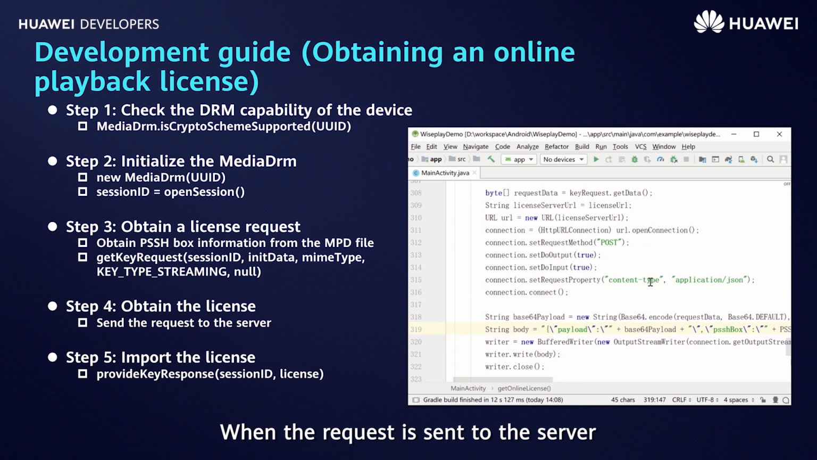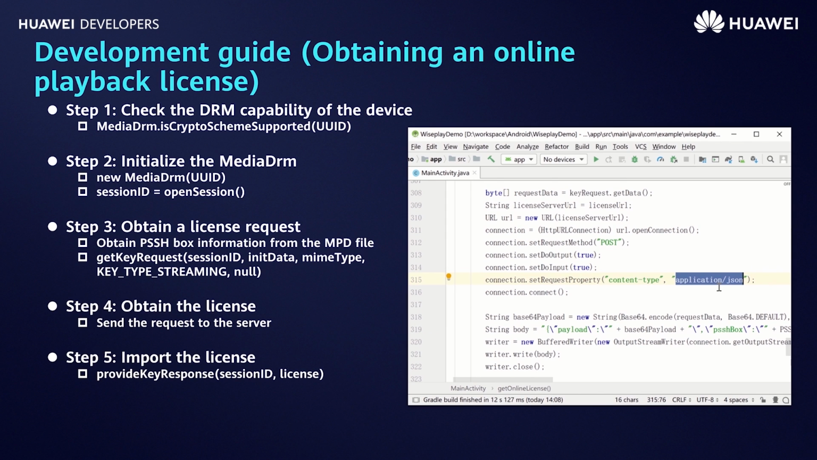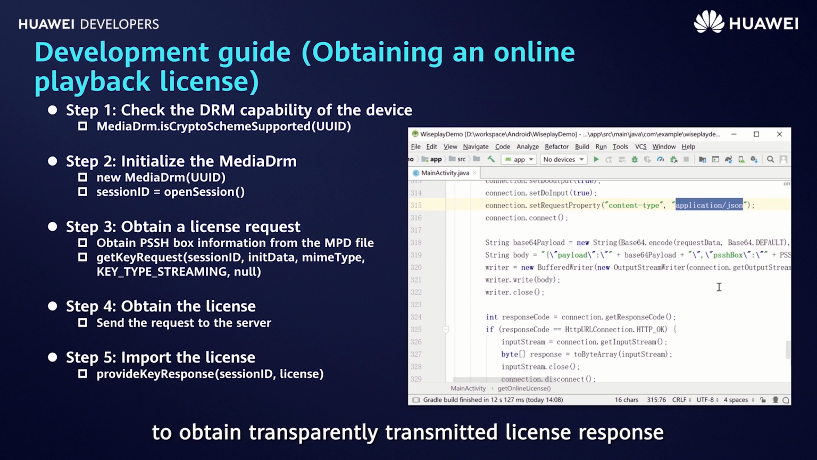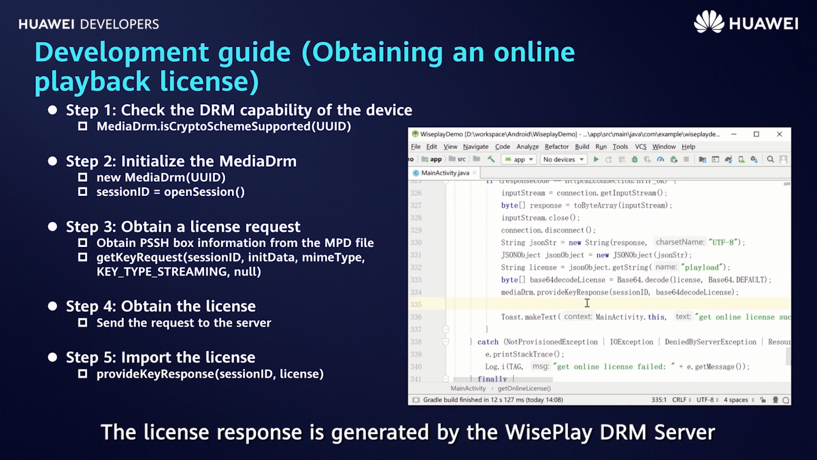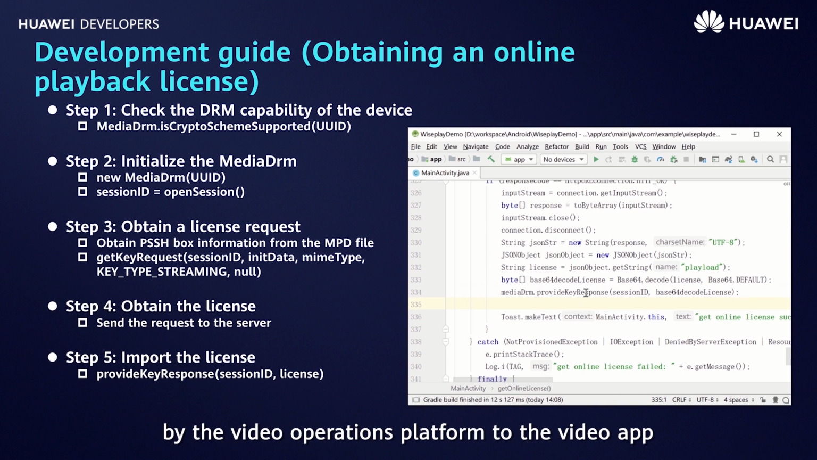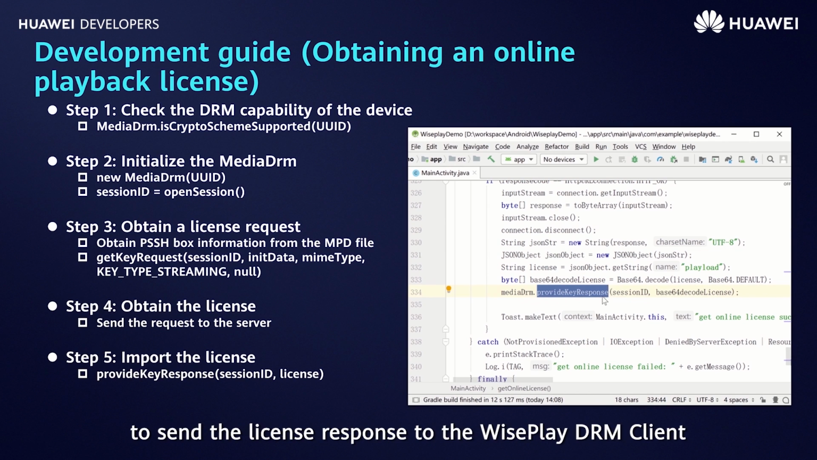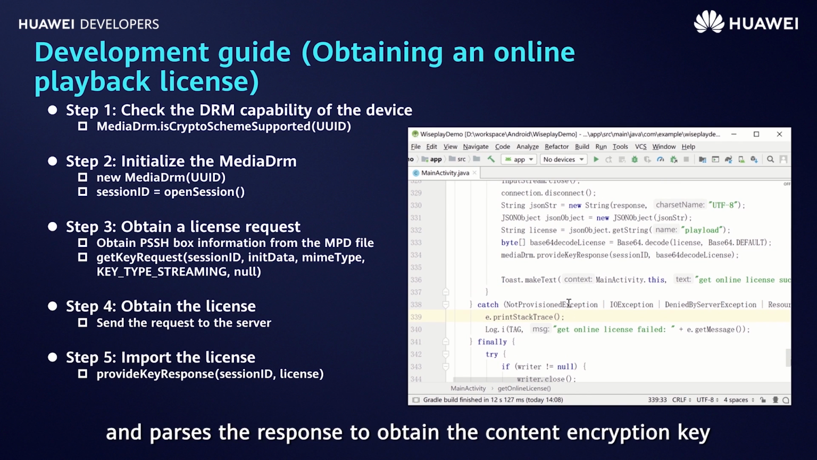When a request is sent to the server, set content type to application/JSON, indicating that the request body is in JSON format. When the server returns a response, the video app parses the response to obtain the transparently transmitted license response. The license response is generated by the WisePlay DRM server and transparently transmitted by the video operations platform to the video app. The video app calls the provideKeyResponse method to send the license response to the WisePlay DRM client. The WisePlay DRM client verifies and parses the response to obtain the content encryption key.